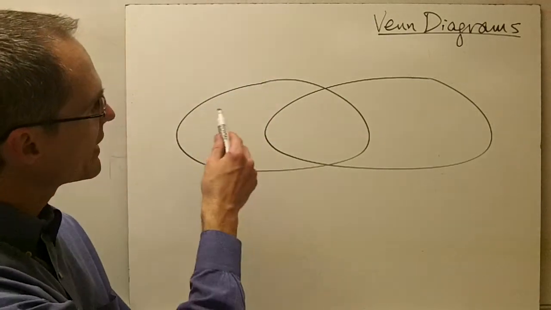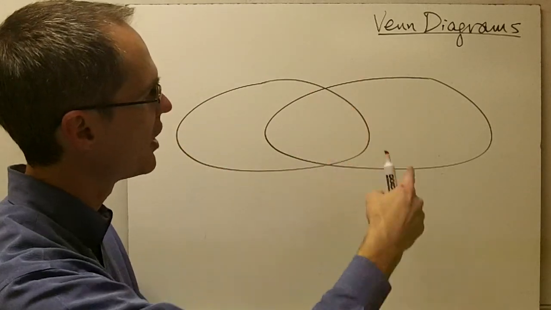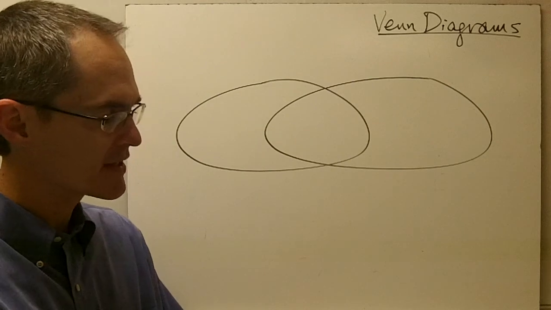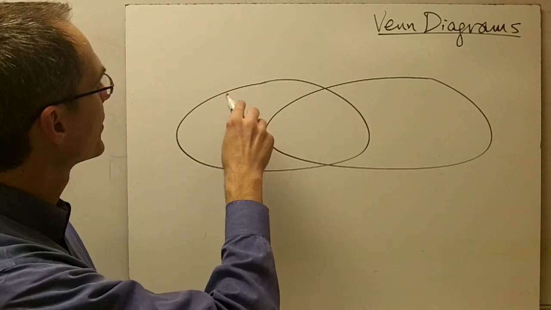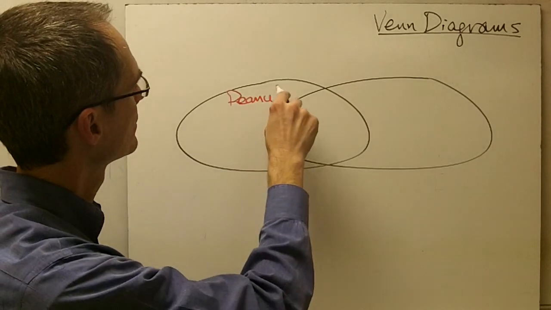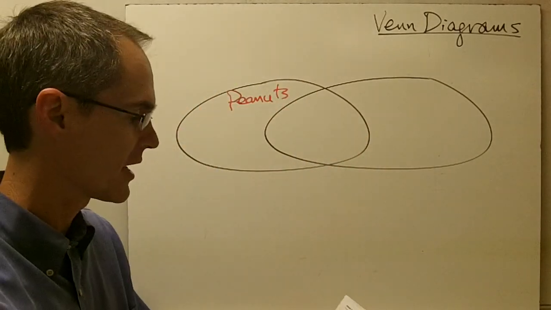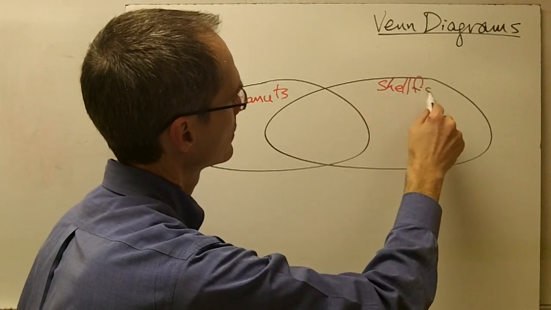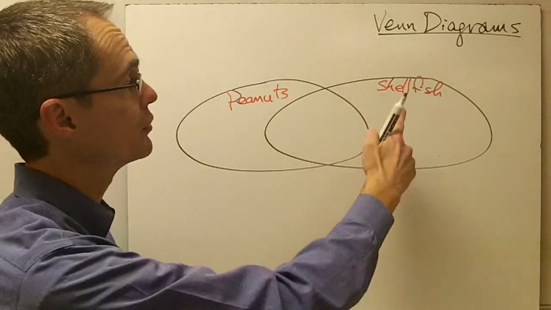Okay, so we've got this diagram here, which is a basic Venn diagram, and you can see there are these overlapping ovals. Each one of the ovals represents, in this case, students who are allergic to peanuts and students who are allergic to shellfish. So I'm going to write in this oval right here, peanuts. This is going to represent the number of students who are allergic to peanuts. And over here, I'm going to write shellfish. So this oval is going to represent the students who are allergic to shellfish.